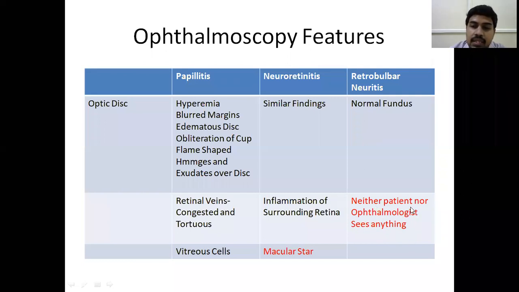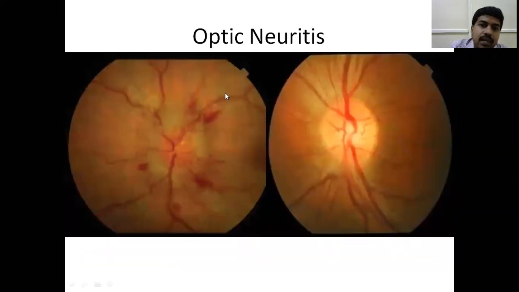So in a sarcastic way, it has been put like that: neither the patient nor the ophthalmologist sees anything. That is, the patient doesn't see anything, his vision is totally gone. He's blind, whereas the ophthalmologist is unable to find any abnormality in his fundus. Okay. So the same thing in a diagrammatic way.